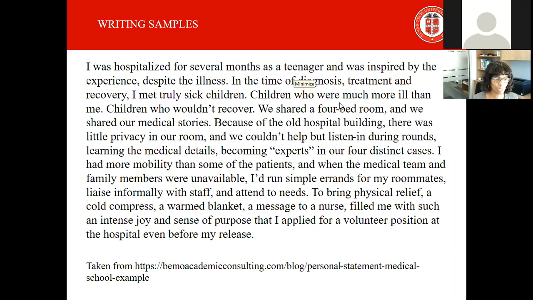This student does a really effective job of painting a picture of this experience. And out of this picture, you get a sense, you can feel their motivation as to why they're going in the direction of the medical field. You even get a sense of their passion already for it in this particular paragraph.